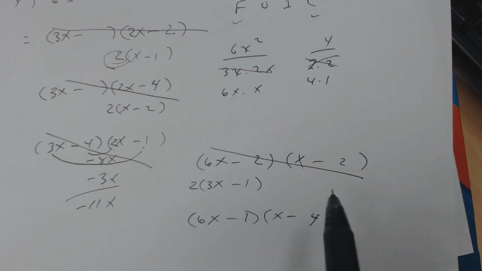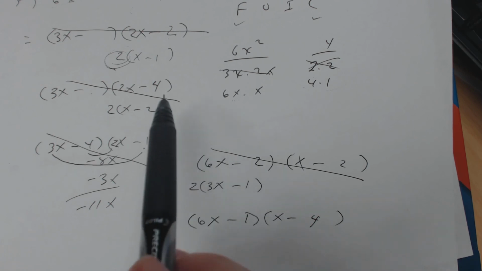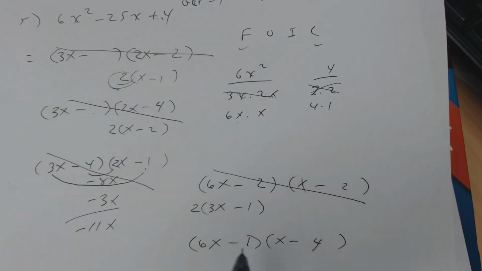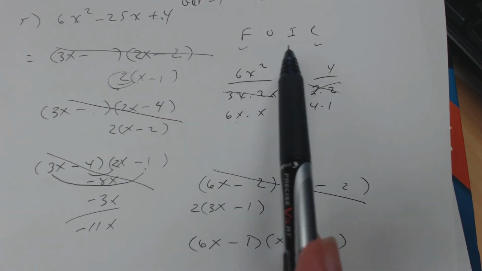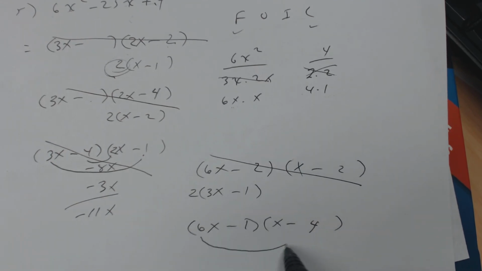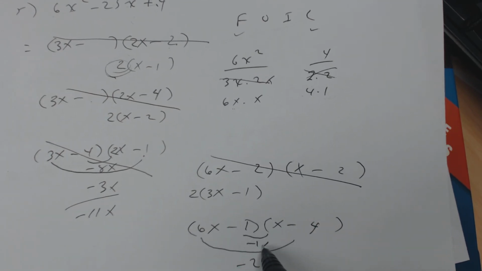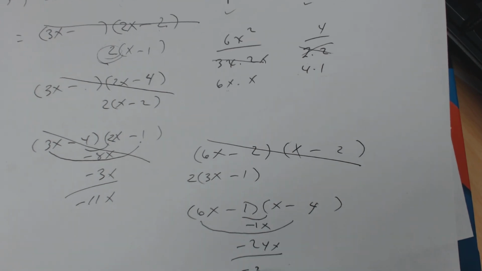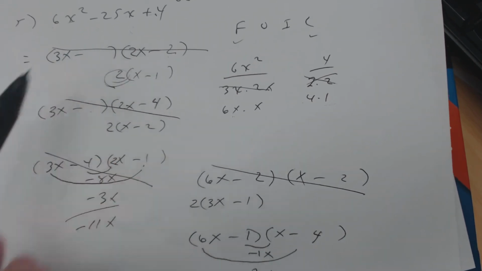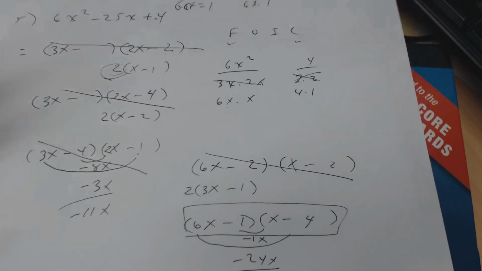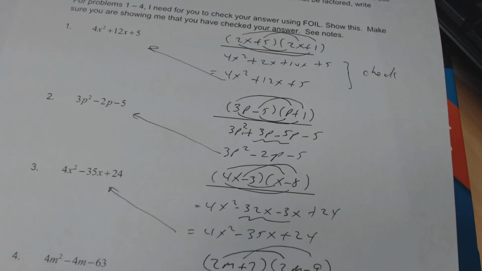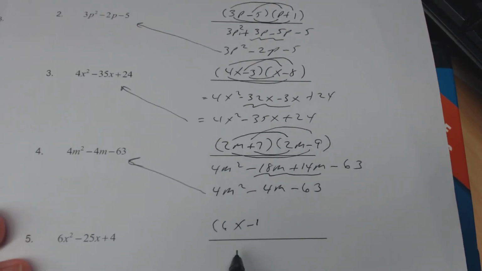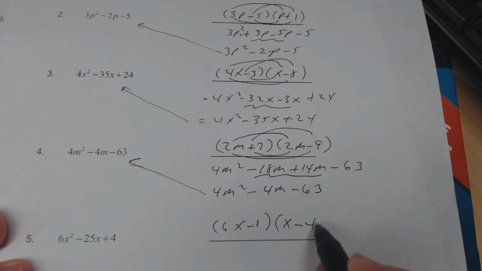Okay? All right, now let's check our work. 6x times x is 6x squared. The last, a negative 1 times a negative 4 is a positive 4. Now let's do the outer and the inner. The outer is a negative 24x. The inner is a negative 1x. When I add them up, I get a negative 25x, and that is what you wanted. So there's your answer. In the blank for number 5, you're going to put 6x minus 1 times x minus 4, and you're done.